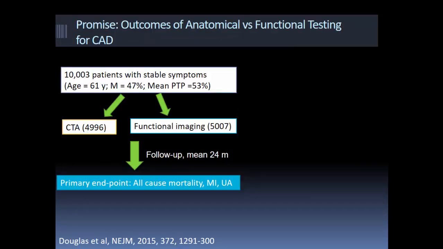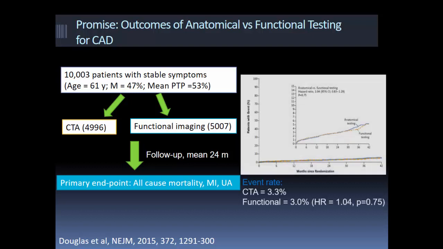The PROMISE trial was randomizing patients with stable angina into functional testing versus CT angiography, and they failed to show any difference in outcome, as Andrew has shown. So it means that you could do either test in terms of outcome. There's no difference, but we have to be mindful that the follow-up was only for 2 years or so, 24 months. So it's a short-term follow-up.